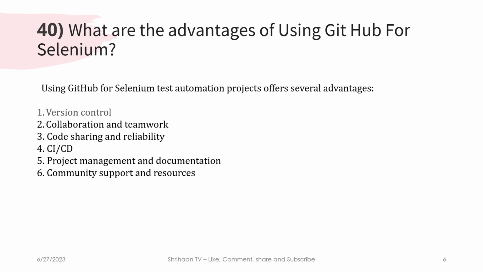So the next one is community support and resources. We have a lot of community support in GitHub, and it hosts a vast community of developers, including Selenium experts and enthusiasts. By leveraging GitHub, you can access a wealth of community contributed projects, libraries, and resources related to Selenium. So it provides us that flexibility, that we have so many resources in GitHub. So these are the different advantages of using GitHub for Selenium. Moving on to the next question.